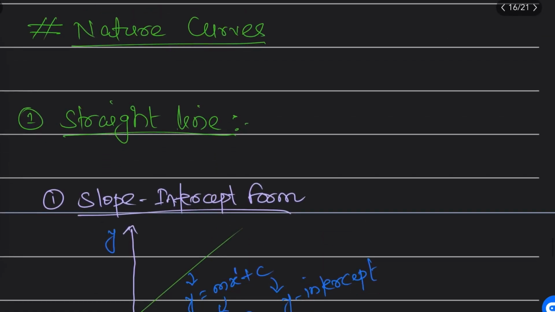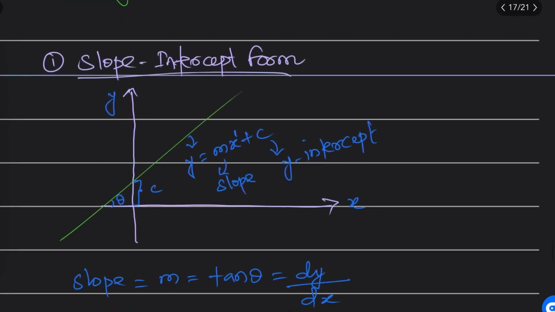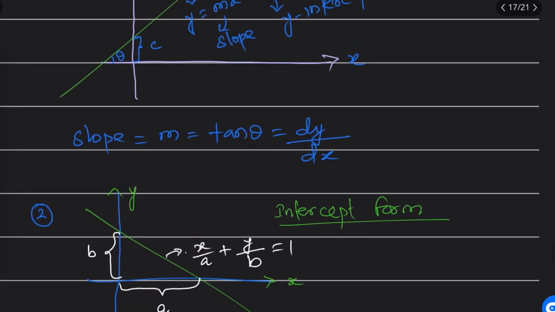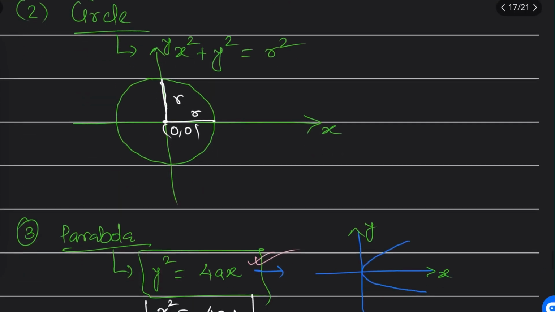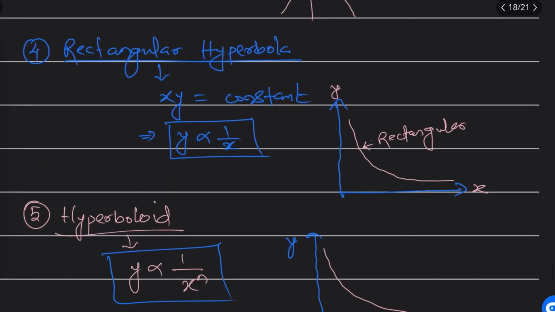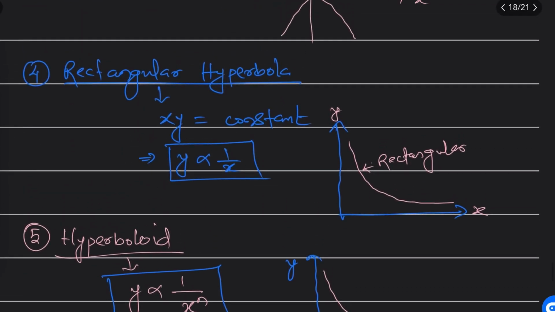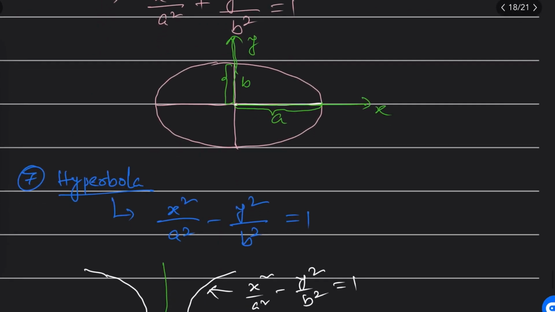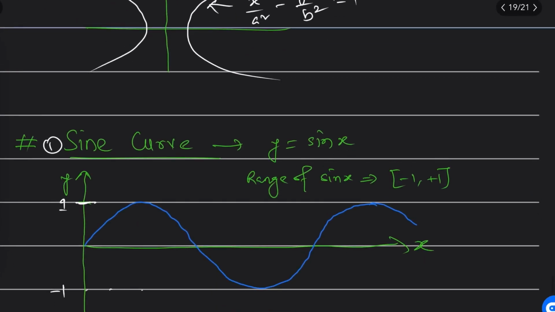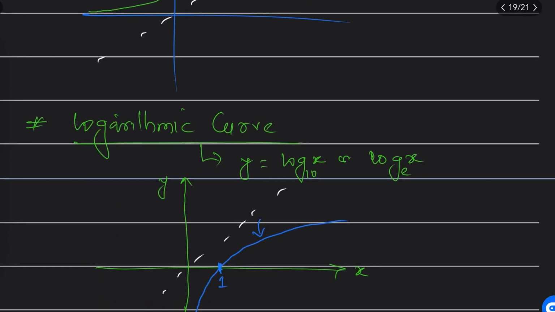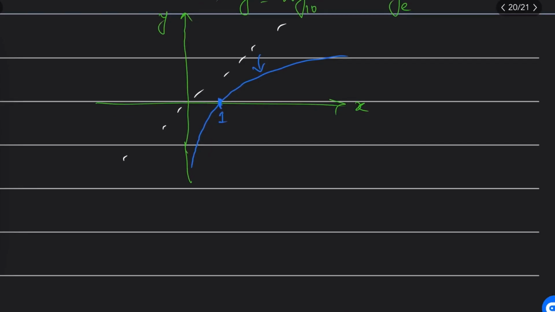Yes, in the last videos we discussed the straight line. In the straight line we discussed slope intercept form and intercept form, these two equations of a straight line. Then we discussed circle, then parabola and the different forms of parabola, and rectangular hyperbola, how it appears and what its equation is. And then we discussed hyperboloid, ellipse, hyperbola, sine curves and cosine curves, and then exponential curves and logarithmic curves. These are the important things we discussed, so you should go through this fifth part of the basic mathematics once again.